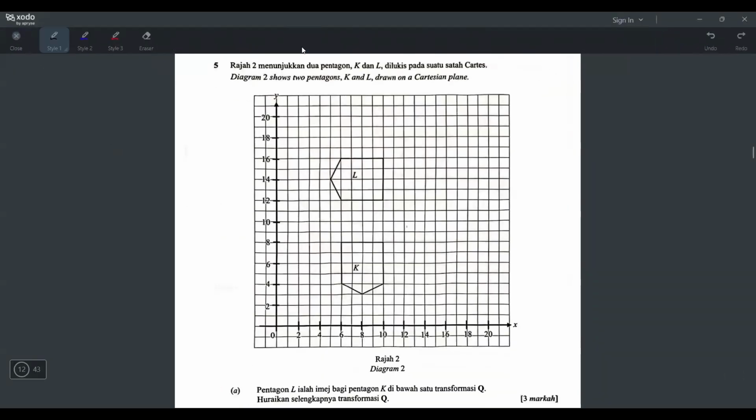All right, let's do number 5. This looks like a transformation question. So let's see. Diagram 2 shows 2 pentagons, K and L. Okay, when we are doing transformation, the first step is to label object and image.